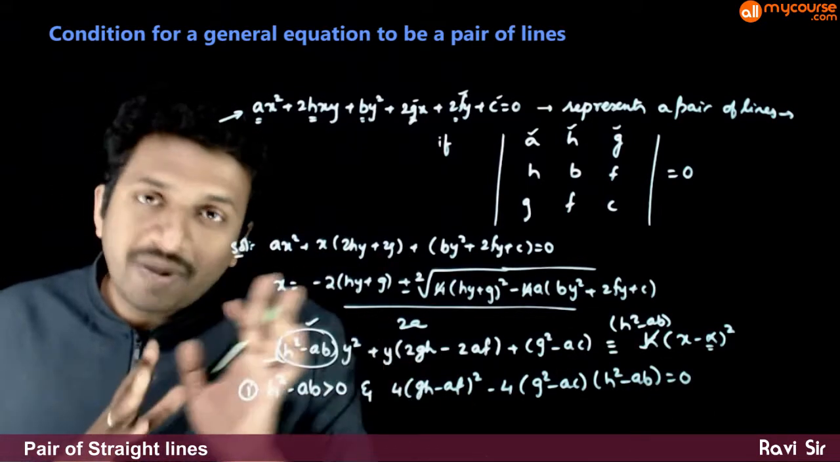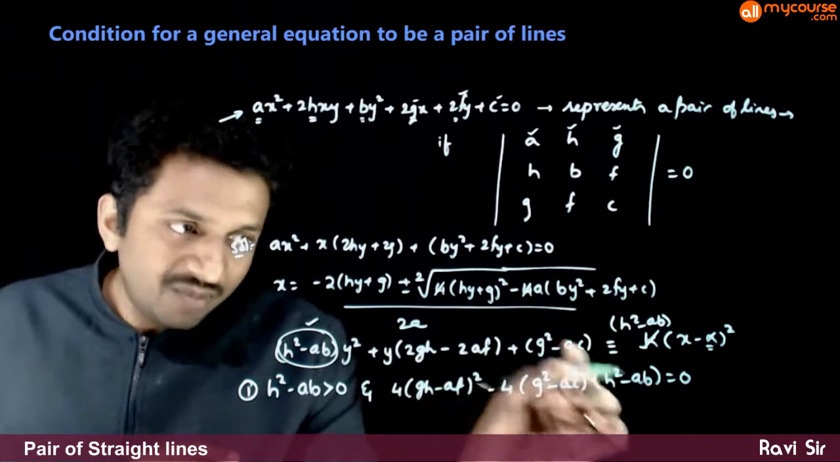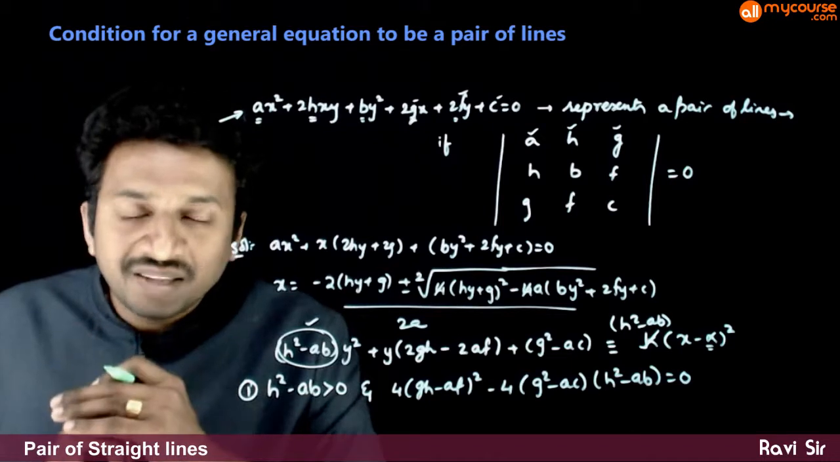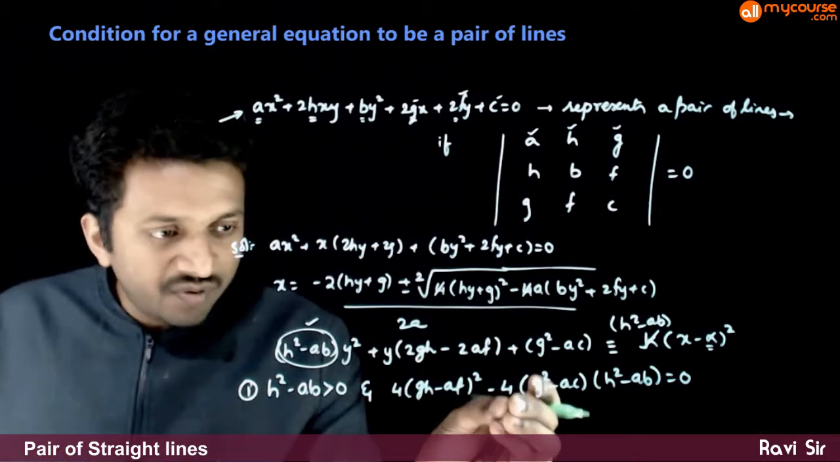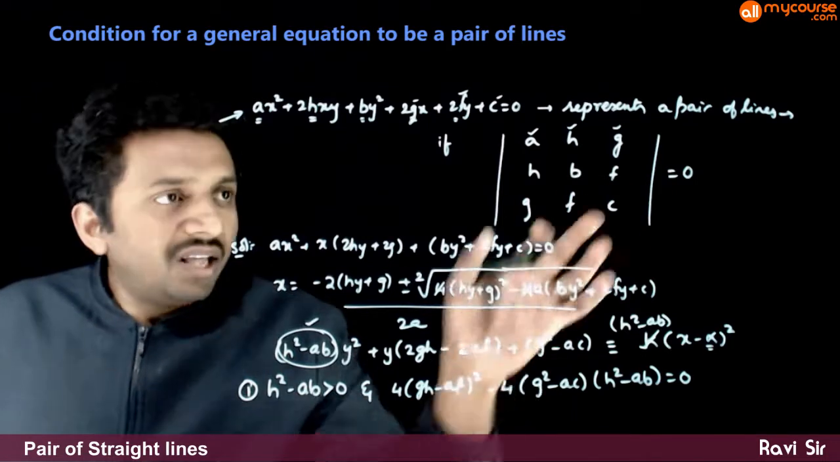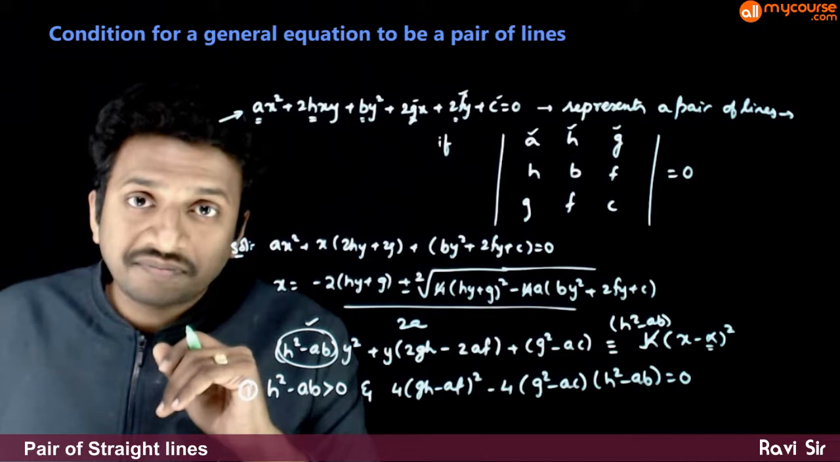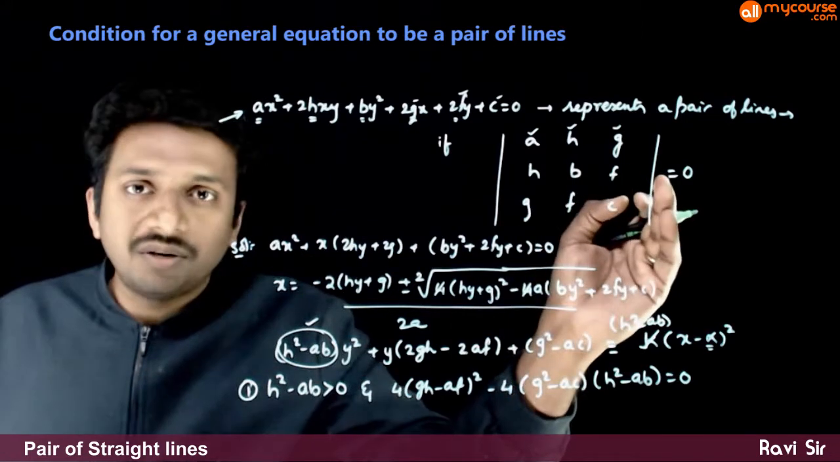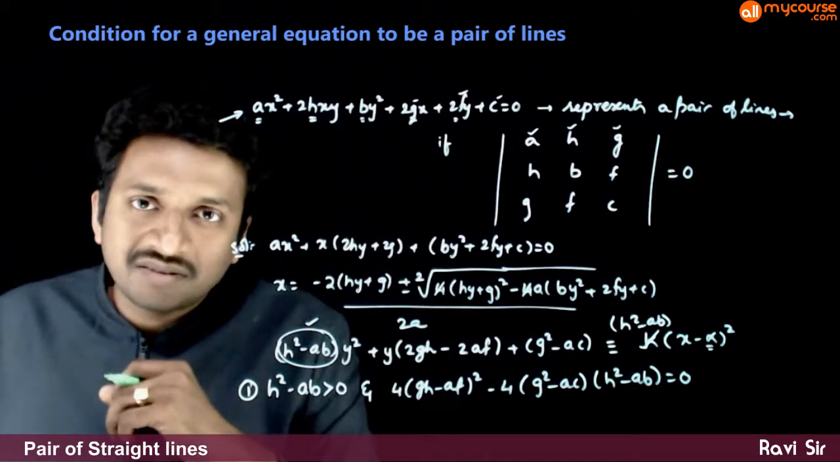So if you expand this, you get some condition in terms of G, F, C, A, B, C. That condition is exactly the same as this condition. So if you simplify this, you get some condition. If you simplify this, you get exactly the same condition. Hence, this equal to 0 makes this a pair of lines.